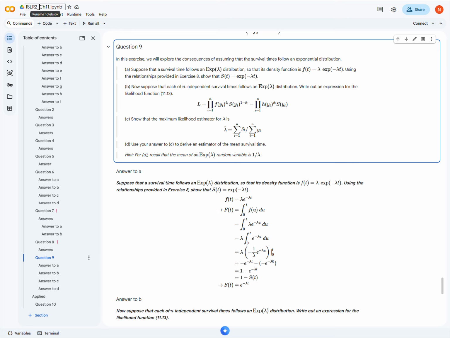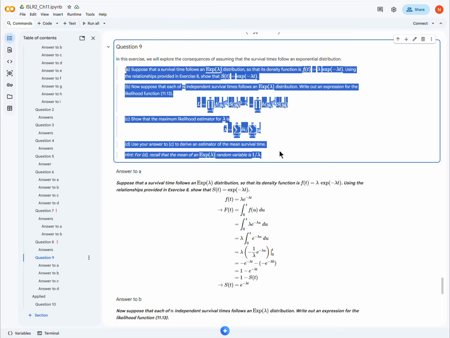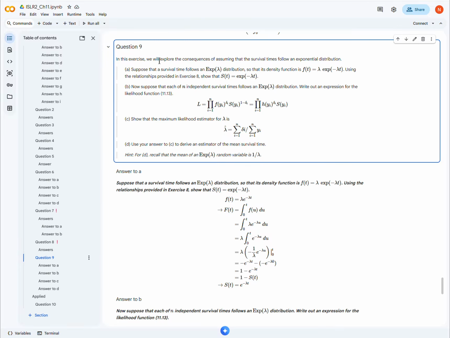Okay, we are in Introduction to Statistical Learning, Chapter 11. We are on the final conceptual question, which is question 9. And we have parts A through D here. But all of these have to do with exploring the consequences that survival times follow an exponential distribution. So that's what we'll do.